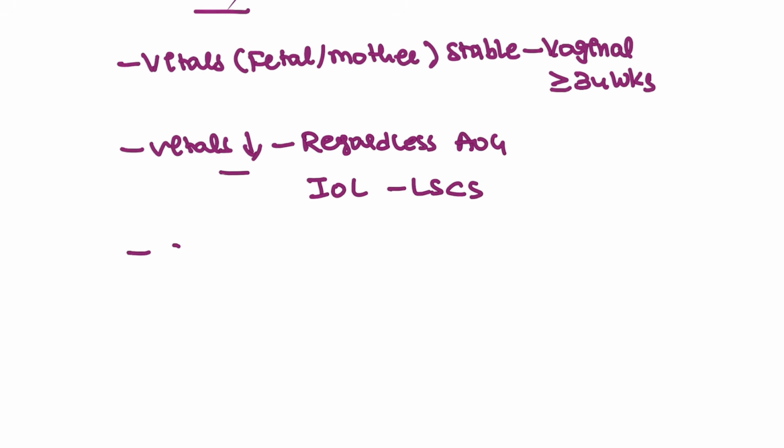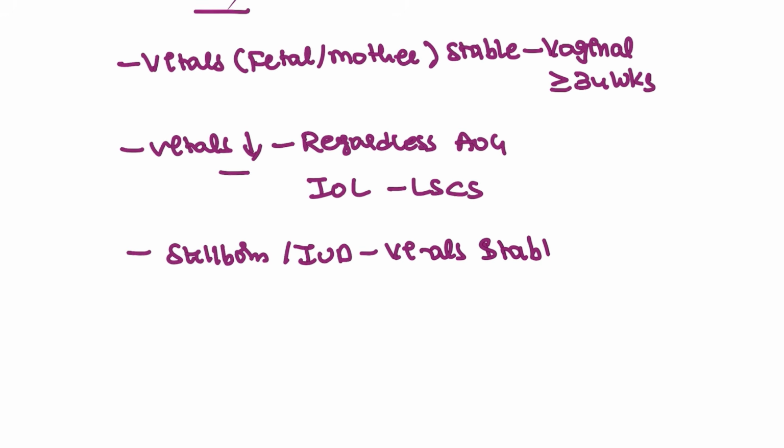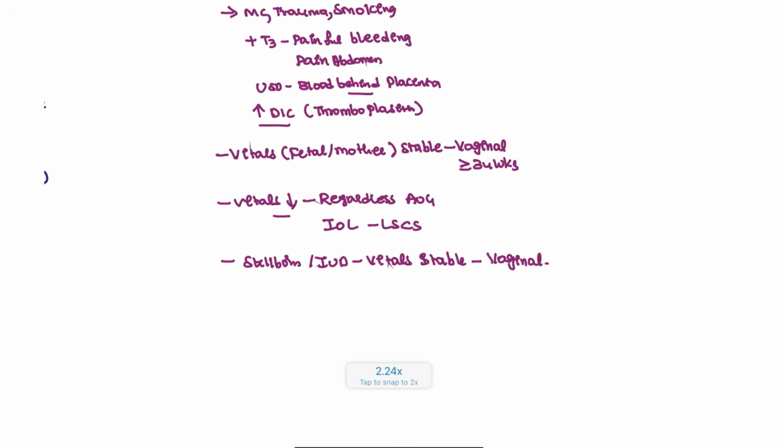of the patient. And if the baby is stillborn or there is intrauterine death and the vitals are stable, for this patient we have to go for vaginal delivery only. Still we have to go for vaginal, it just depends on the patient's vitals, and that we have to see.